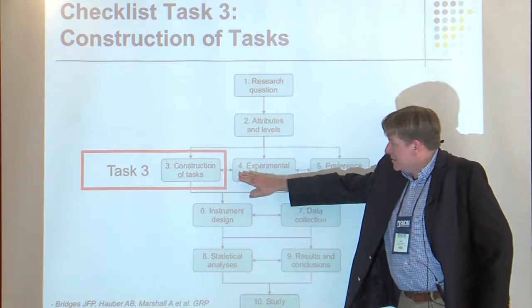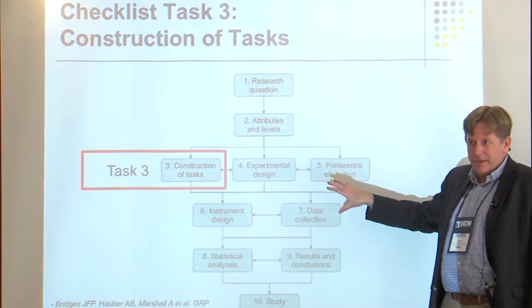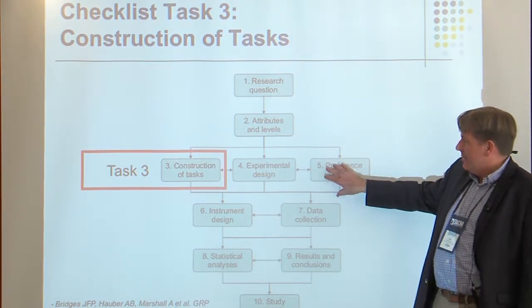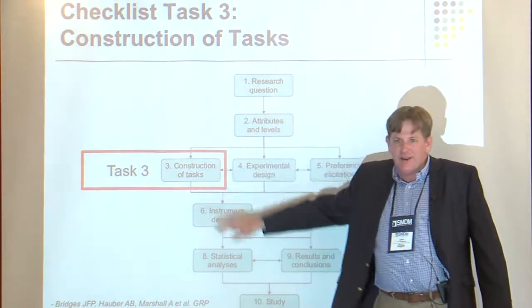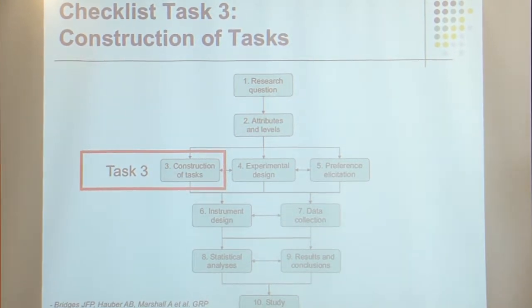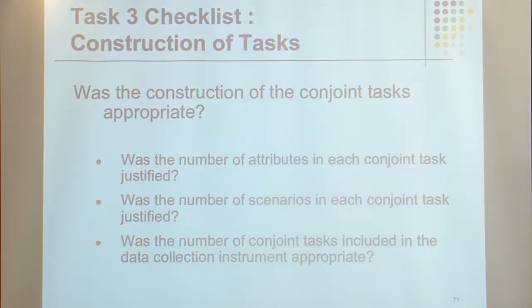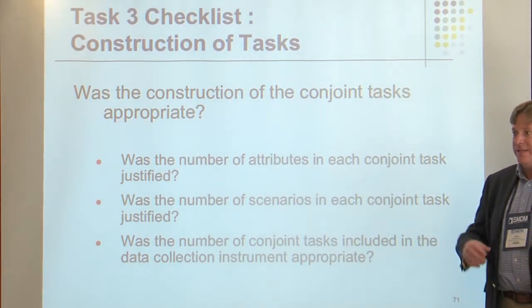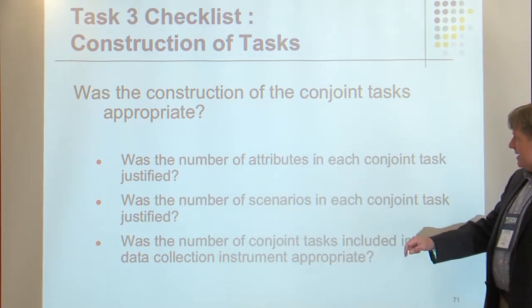The construction of tasks, you don't want it inconsistent with the experimental design that you're using or the preference elicitation. So if you're using, for example, best-worst scaling, that's going to have a mechanism by which you would want to choose the task. So we talk about appropriateness here. For those of you that don't know how to do this, how do you judge what appropriateness is?